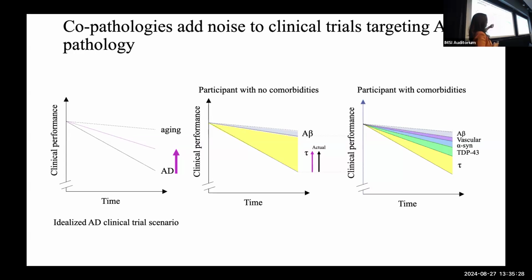But in reality, what we're seeing is this profile that varies from subject to subject. That could potentially include different co-pathologies, and the contribution of the co-pathologies can vary from subject to subject. And in that case, if your treatment is acting on that AD pathology, it's only going to be 50% efficacious on that portion that is attributed to the AD pathology.